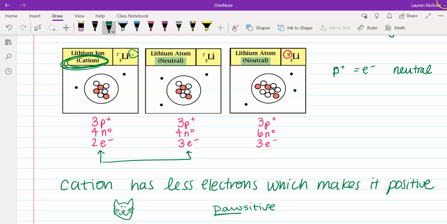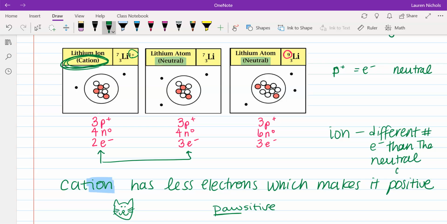The words cation and anion both have one part in common, and that's the part ion. The word ion just means that it has a different number of electrons than the neutral atom. If it is positive, it's a cation. If it's negative, it's an anion.